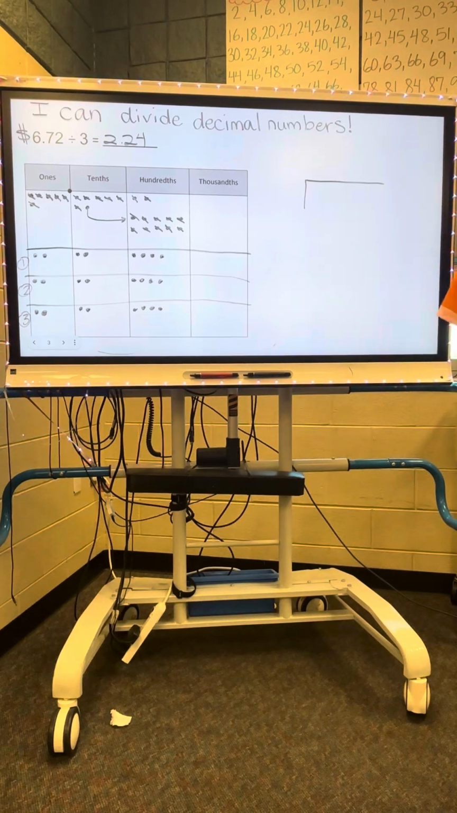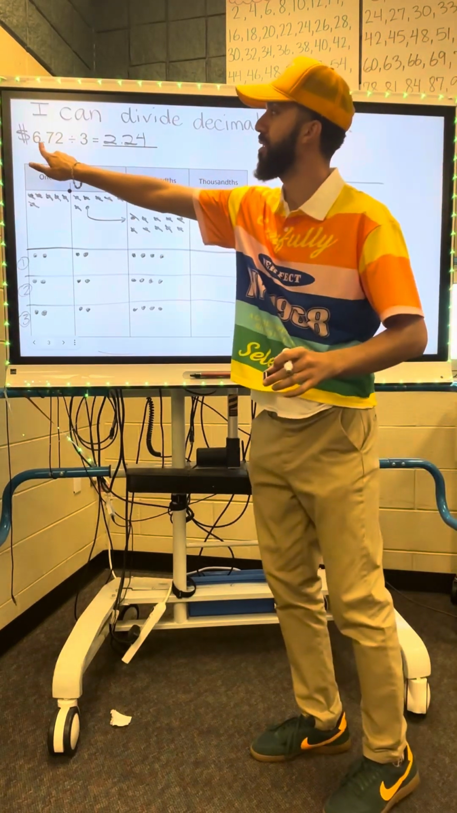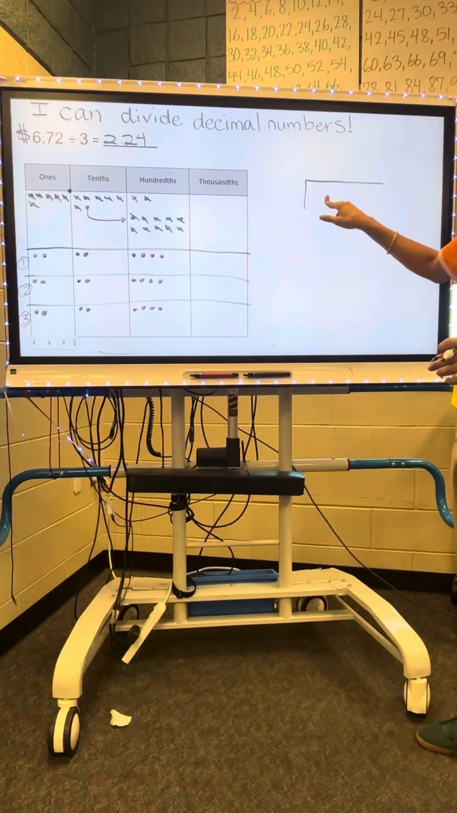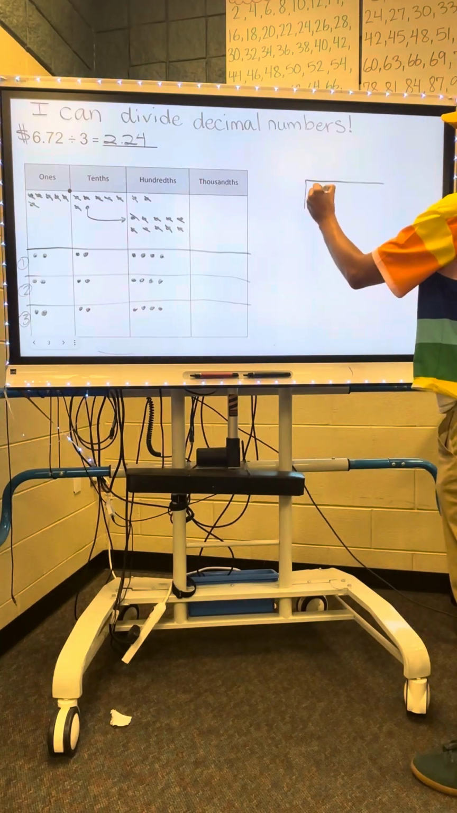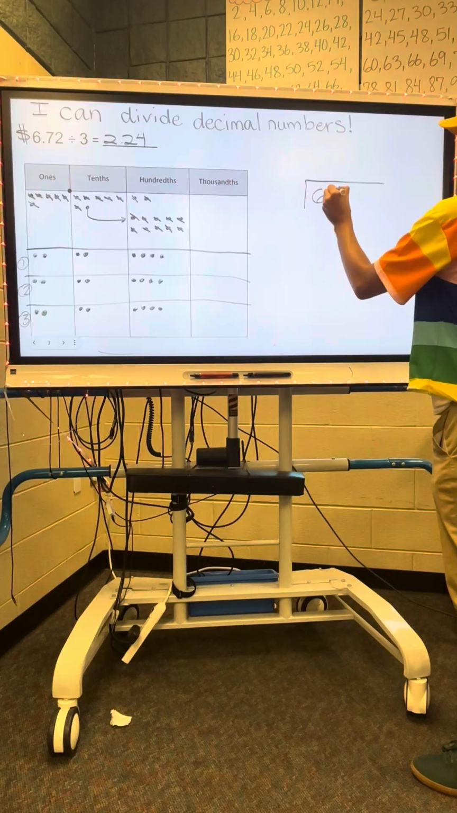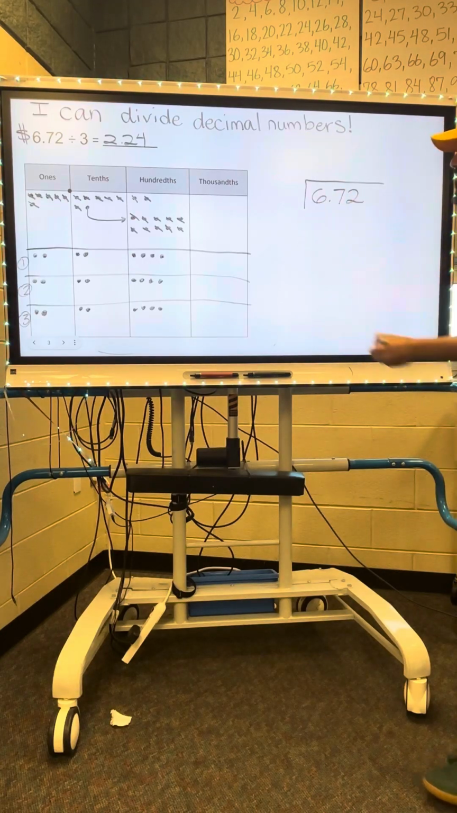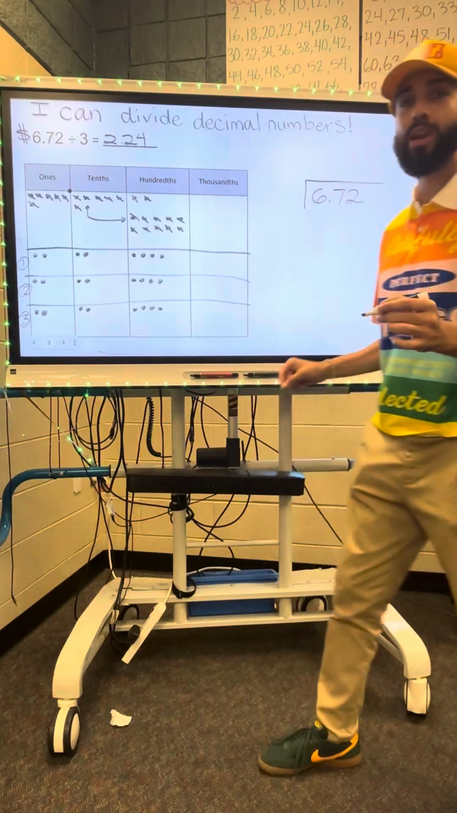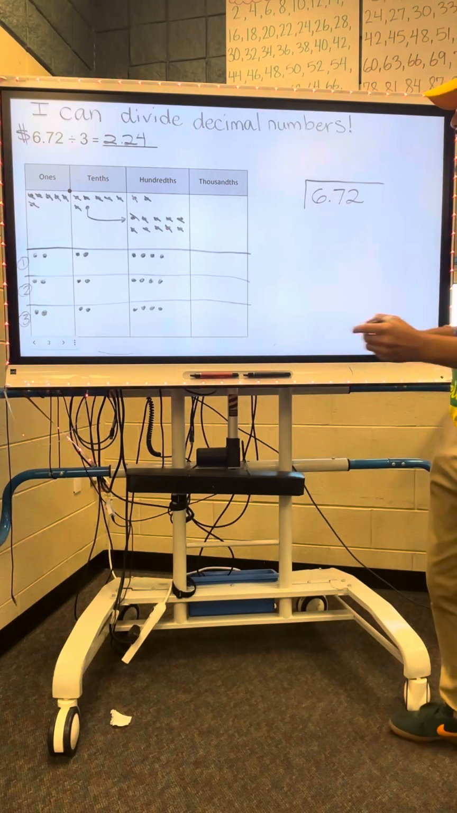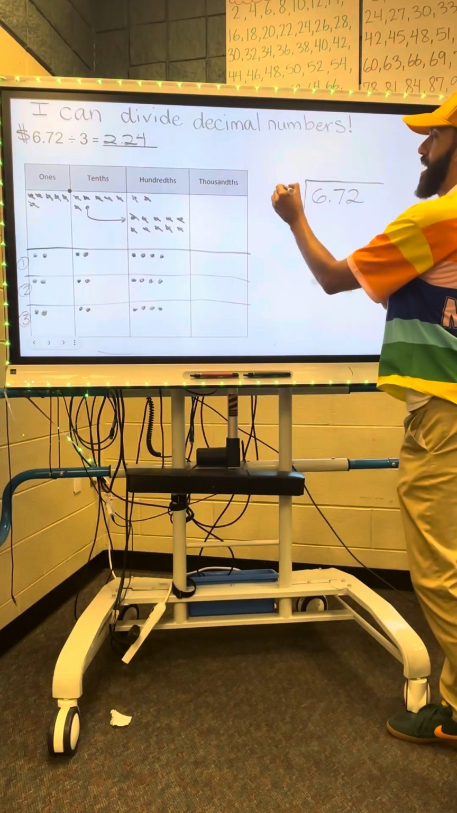Okay, and then we take our dividend and place that in the box. The number we are dividing goes inside of the box: 6 and 72 hundredths. And then we take our divisor, the number we are dividing our problem by, and that goes outside of the box.